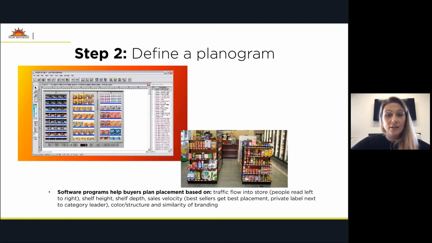You can see here an example of a software program that a smaller retailer especially would be using, where they take the front face of the artwork and they're laying out things based on the dimensions.